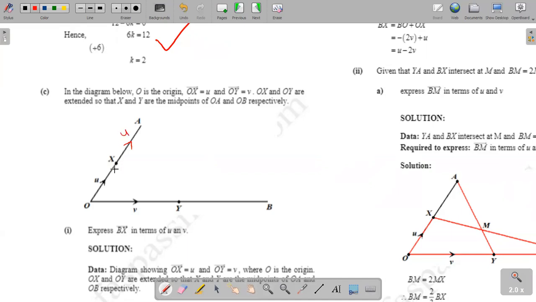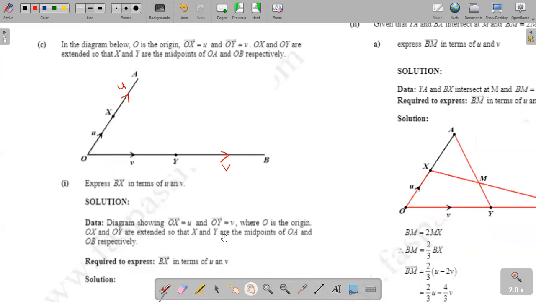Excellent, U. Because if this is the midpoint, then up here is U as well. Same thing here. What do I label down here? Excellent, V. So that means the whole line OB is 2V. The whole line OA is what? 2U. I hope you are seeing that, right? Yeah? Okay.